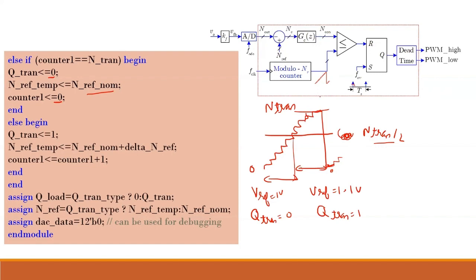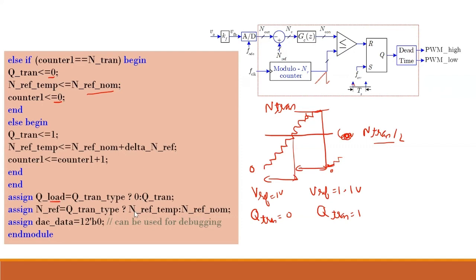Now my Q load is given by this formula: Qtran type question mark 0 colon Qtran. What does it mean? If my Qtran type is 1, this is like a muxing arrangement. We are creating periodic transient events.